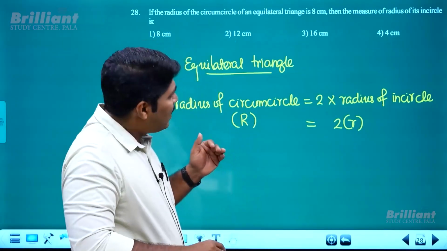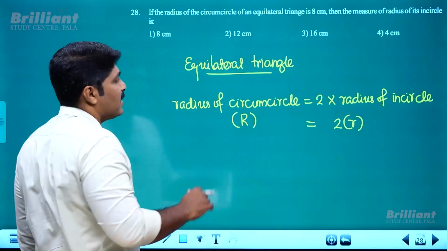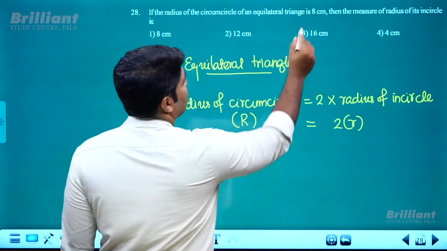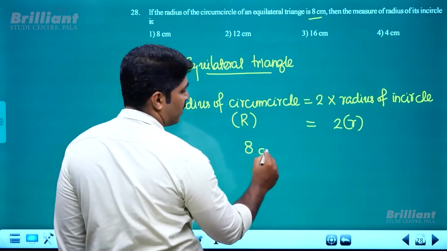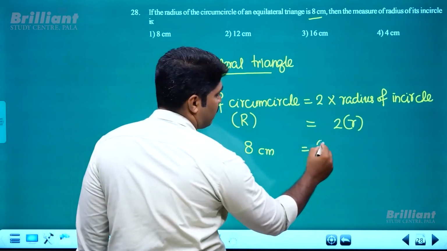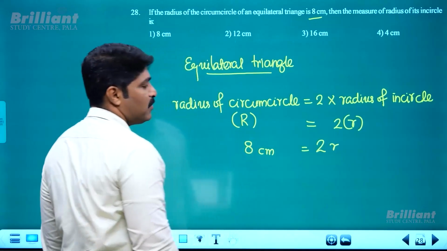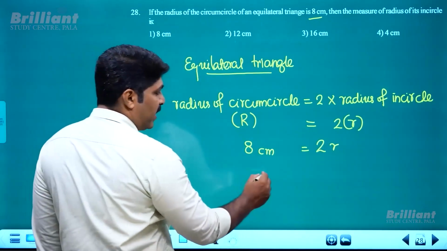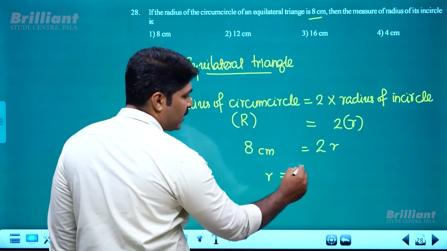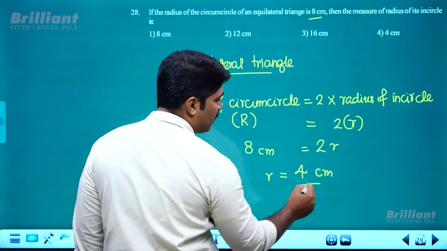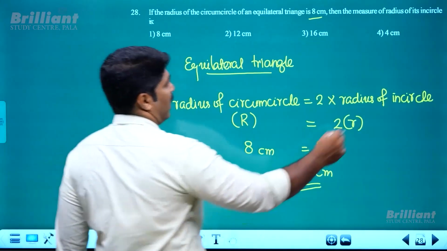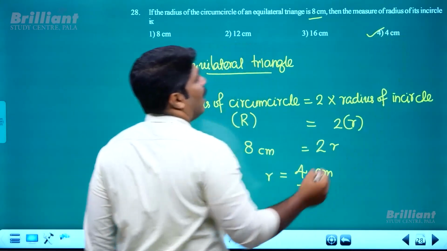With the help of this data, it is given that the circumradius of this triangle is 8 centimeter. And we know that as per the result, this is 2 times the inradius. Then we can easily conclude the inradius is 8 by 2, which is equal to 4 centimeter. Hence our answer is option 4.